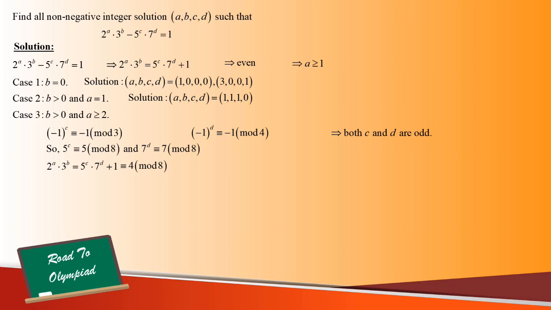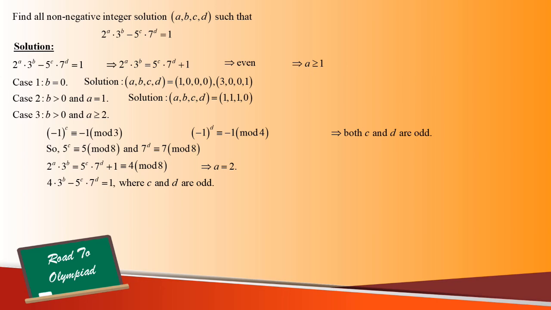This tells us that 2^a times 3^b must be a multiple of 4, and is not a multiple of 8. Therefore, a is equal to 2. Knowing that a is equal to 2, we now have 4 times 3^b minus 5^c times 7^d is equal to 1. Remember that c and d are both odd numbers.